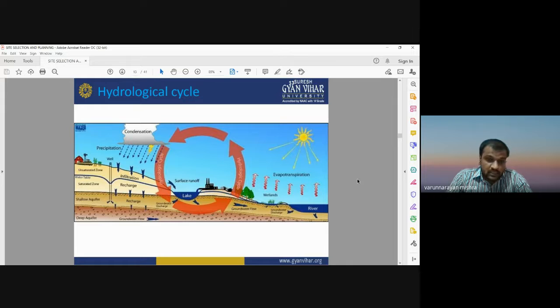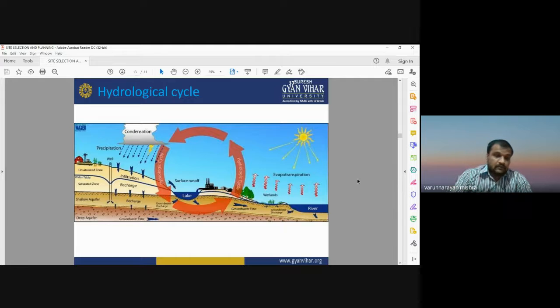You have to check whether this area is in a high precipitation zone or a low precipitation zone. What is the condition of the lakes, what is the ground recharge, and what kind of soil is there, whether it is highly porous or not. Okay, so this is the importance of the hydrological cycle.